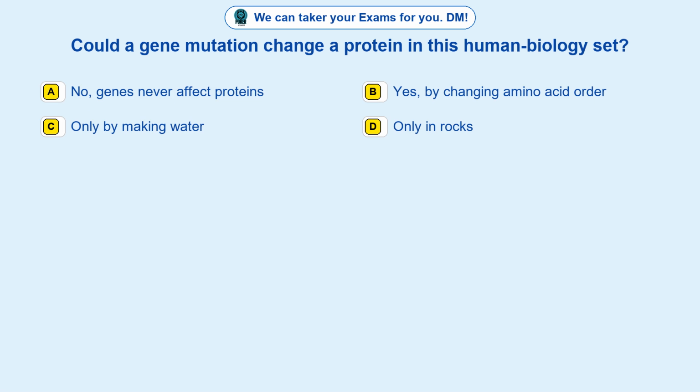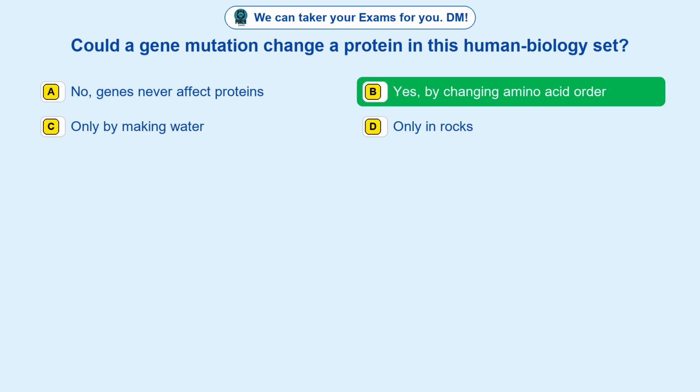Question 10. Could a gene mutation change a protein in this human biology set? Option A. No, genes never affect proteins. Option B. Yes, by changing amino acid order. Option C. Only by making water. Option D. Only in rocks. The correct answer is option B. Yes, by changing amino acid order.